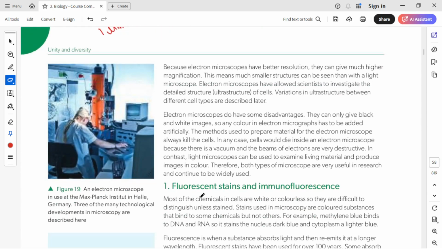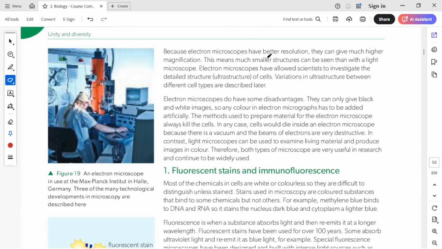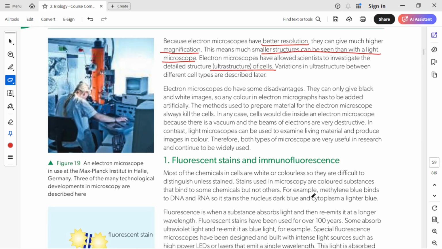All right, so let's go ahead. Electron microscopes have better resolution. Why do they have better resolution? Because electrons have a very small wavelength when compared to visible light. They can give much higher magnification. This means much smaller structures can be seen when compared to a light microscope. Electron microscopes have allowed scientists to investigate detailed structures, the ultrastructure of the cell. Now the variation in ultrastructure between different cell types is described later. So these we will study later on.